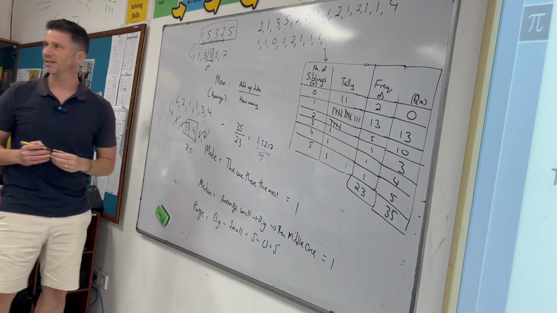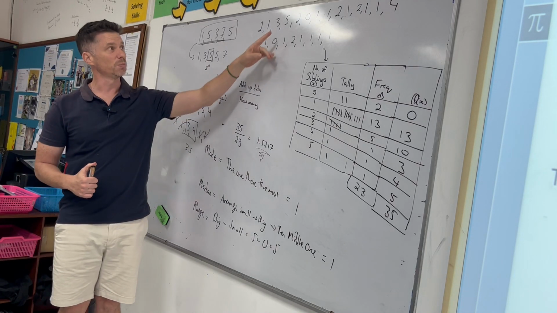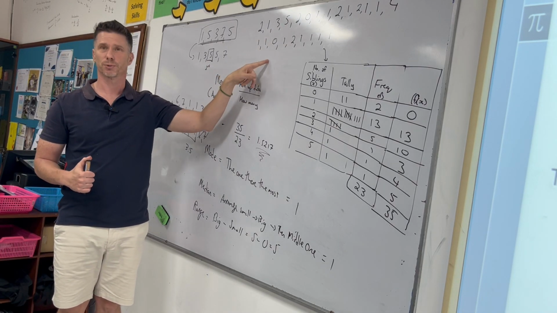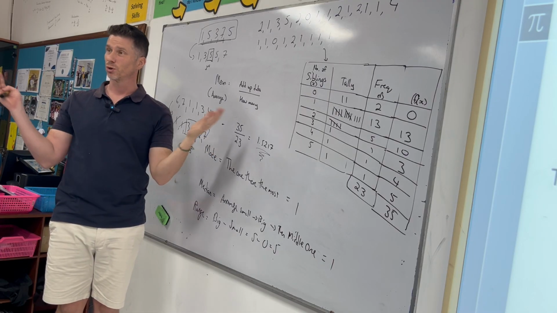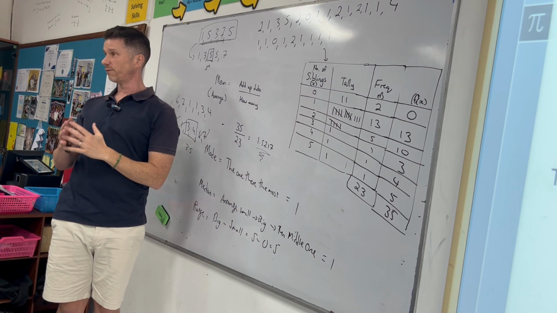So that is how we calculate the range. What's the biggest number of siblings? 5. What's the smallest number of siblings? None. So the range goes from 5 down to 0, so that's 5 in total.